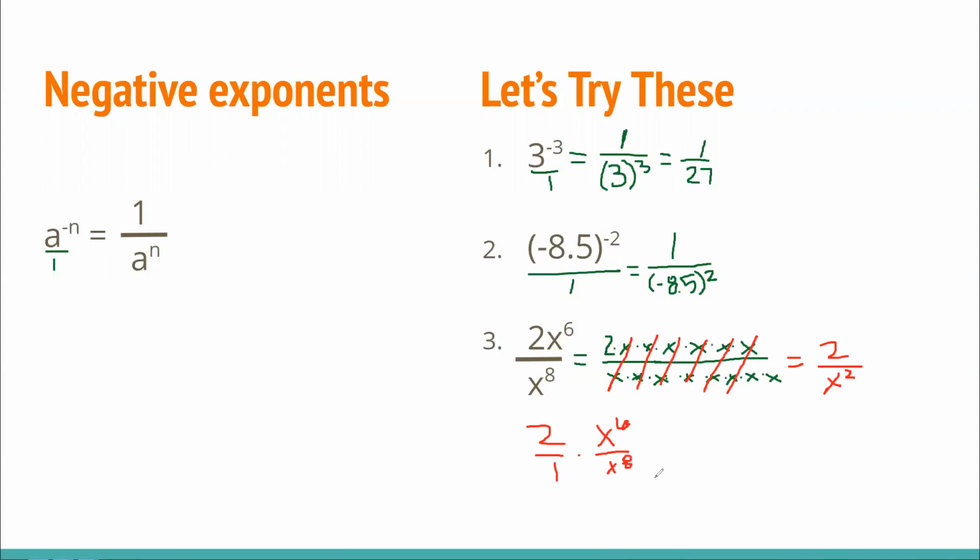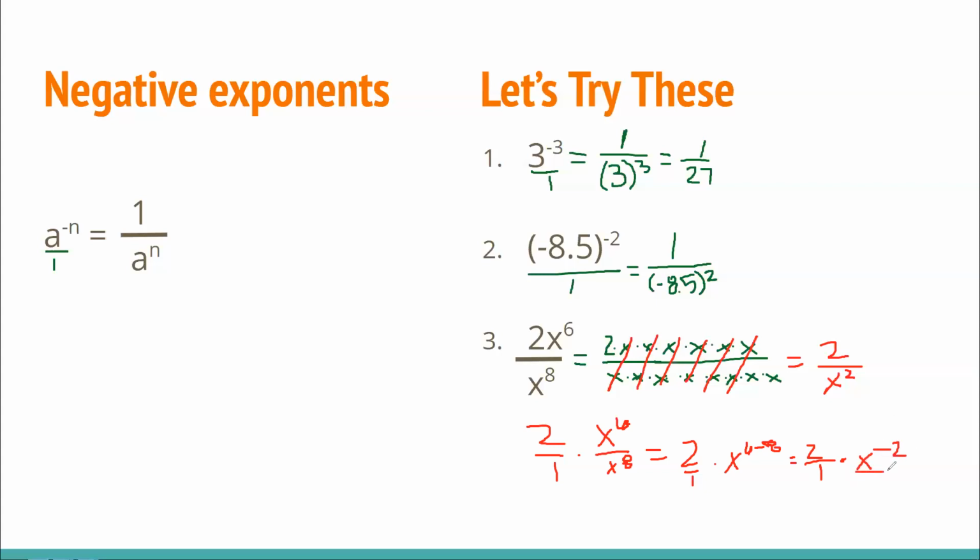Now I know that this is going to be subtraction, so I'm saying 2 times x to the 6th minus 8th, because I want to show that work, I want to show my process. And when I take 6 minus 8, I get a, oh my gosh, I can't even write. I get a negative 2, so x to the negative second.